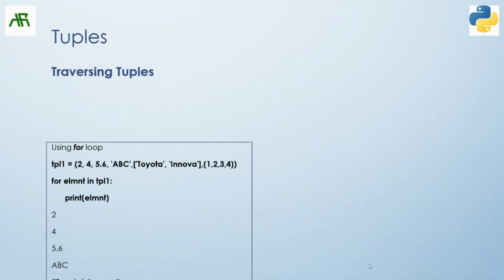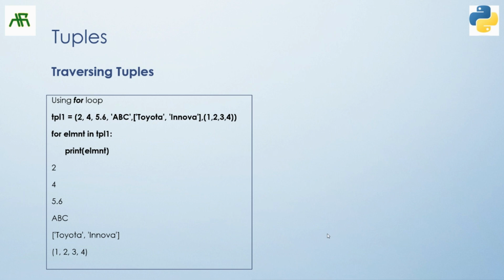Traversing tuples. Like in lists, we can traverse through a tuple with for and while loops. Here we have an example of a tuple, and for each element of the tuple, print that element. I'm getting each element printed sequentially.